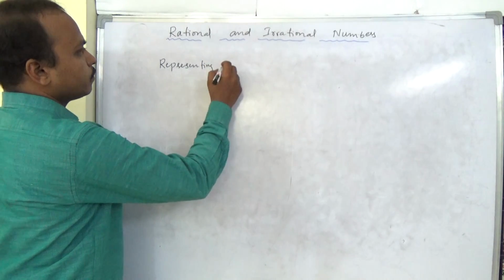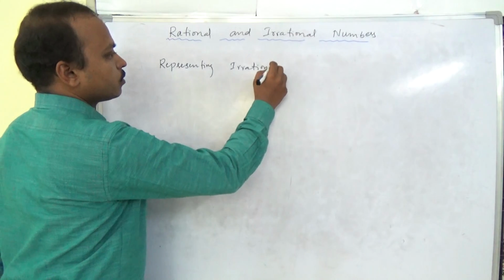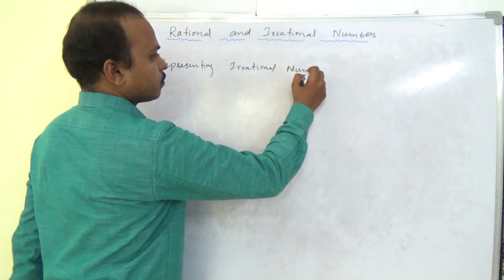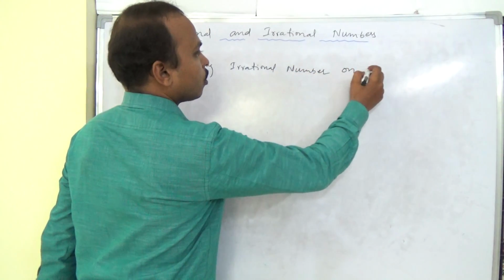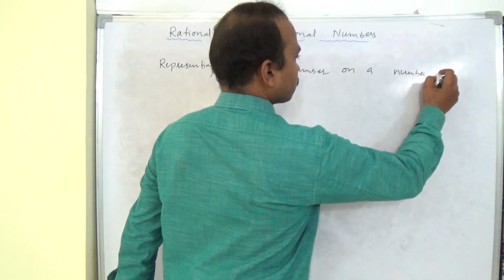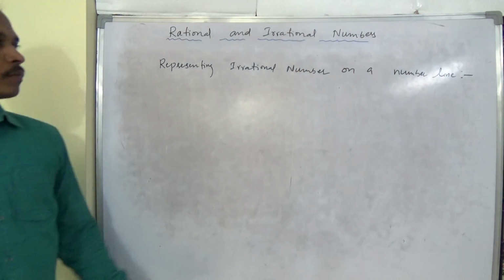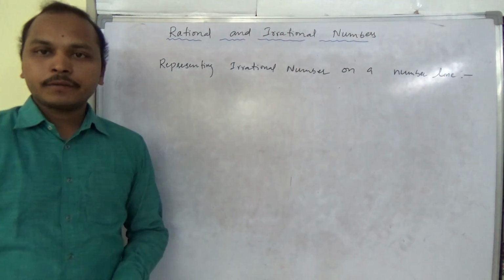So, representing irrational numbers on a number line. We will see now how to represent any irrational number on a number line.